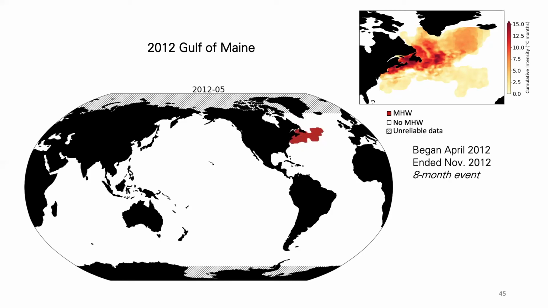If you look at the map in the top right, this is kind of an imprint of that marine heat wave's intensity over the duration of the event. So we call this the cumulative intensity. And you can see that the most intense severity of this event was in the Gulf of Maine, the Gulf of St. Lawrence, and part of the Labrador Sea. So this is a fairly typical marine heat wave that we would characterize with Oceanography.